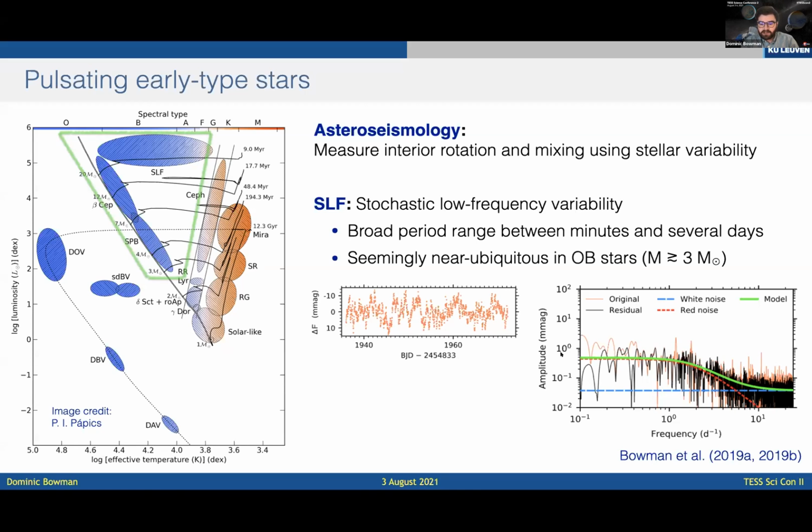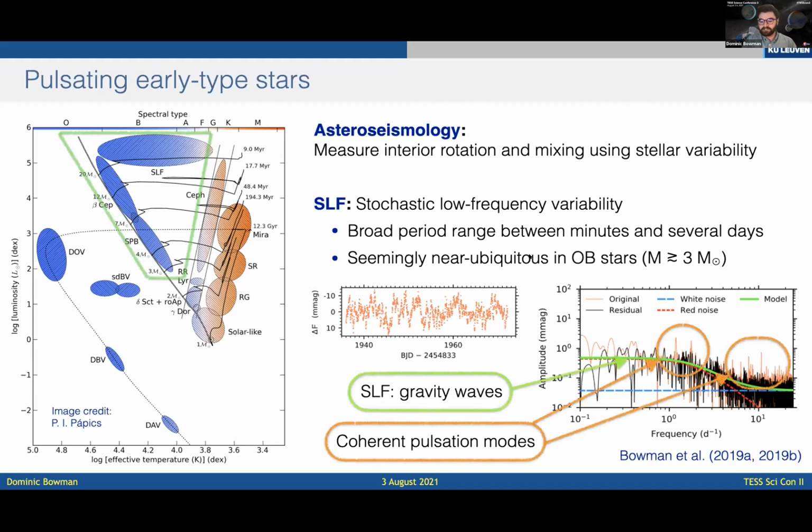On the bottom of the slide on the right here, I'm showing you just an example of a light curve of what one of these stars looks like. And you see there is both long period and short period variability. And on the right-hand side is the amplitude spectrum, the periodogram of this variability. And there are two important features that I want to point out that seem to be very common in massive stars. And it's only really with the high quality TESS data that we're able to exploit this for the first time. And the first of these features is this background of stochastic variability.